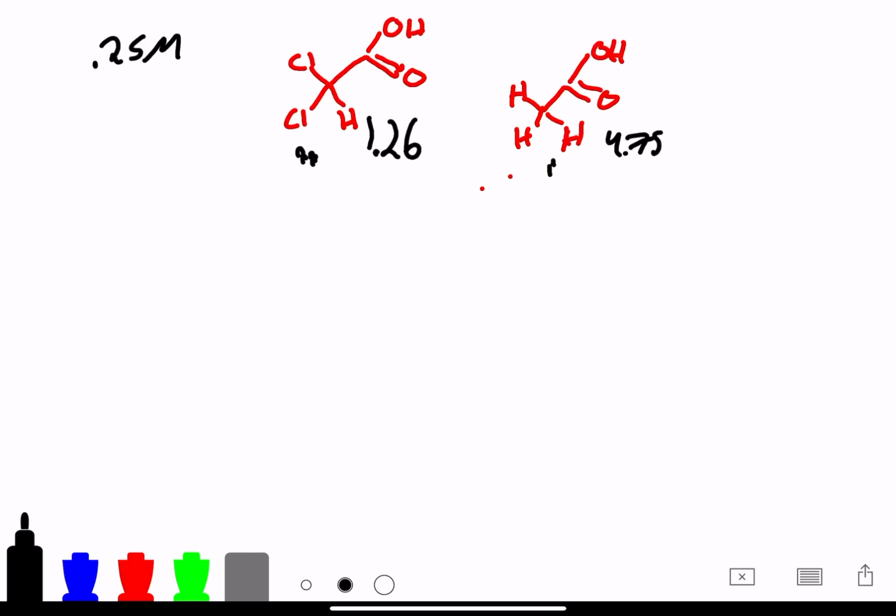The reason for that is the presence of these chlorines. These chlorines are electronegative and they pull these electrons away from the carbonyl here. And that makes the oxygen in turn pull the electrons away from the hydrogen more strongly, which then causes the hydrogen to be released easier, which is why dichloroacetic acid is so much stronger. So if you had only one chlorine here, the pKa would be higher. If you added one more chlorine, let's say this was a chlorine, the pKa would be even lower because it would be even more acidic.